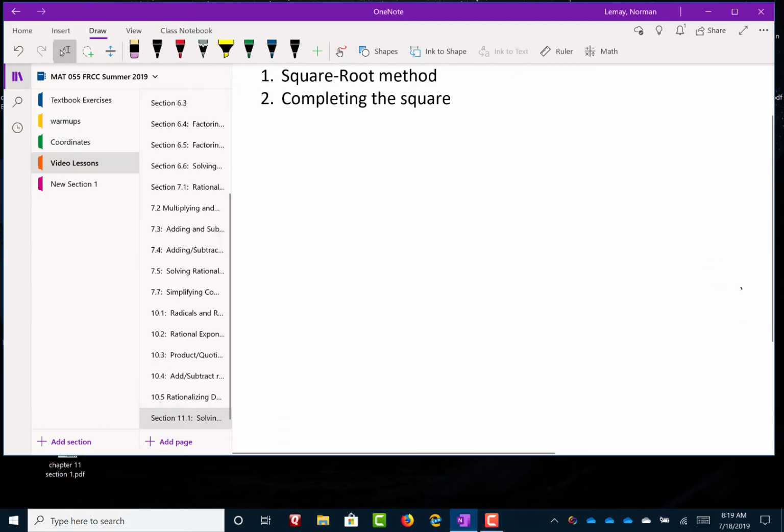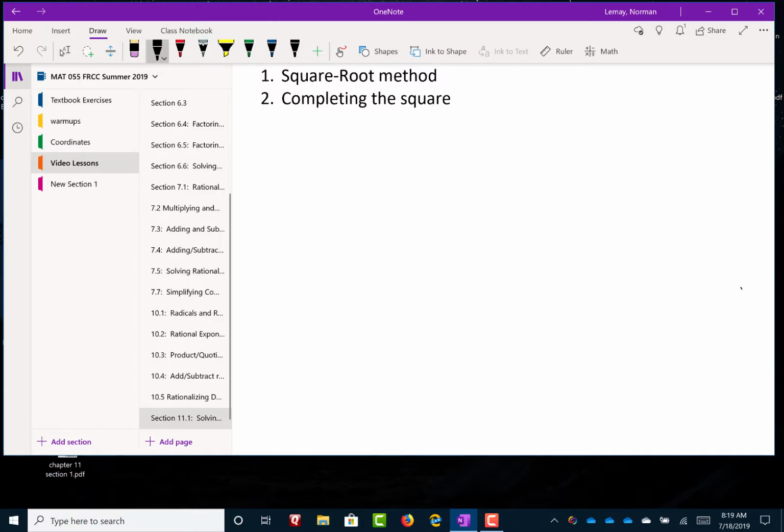We've already taken a look at one method of solving a quadratic equation, and that was by factoring. We did that at the end, I believe, of chapter 6. So we'd like to now expand our methods and our toolbox to solve quadratic equations.